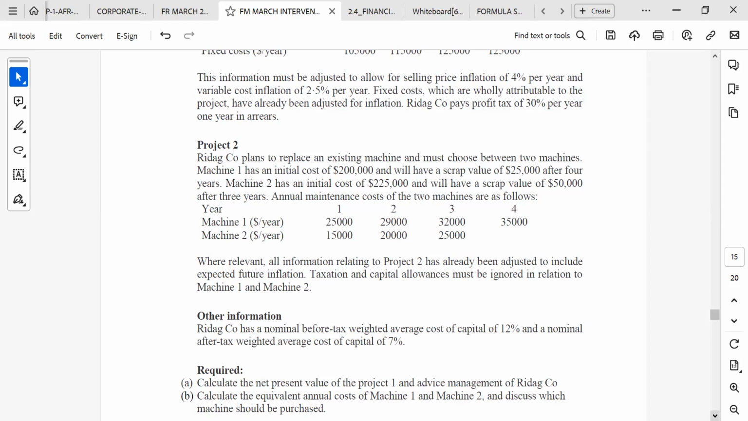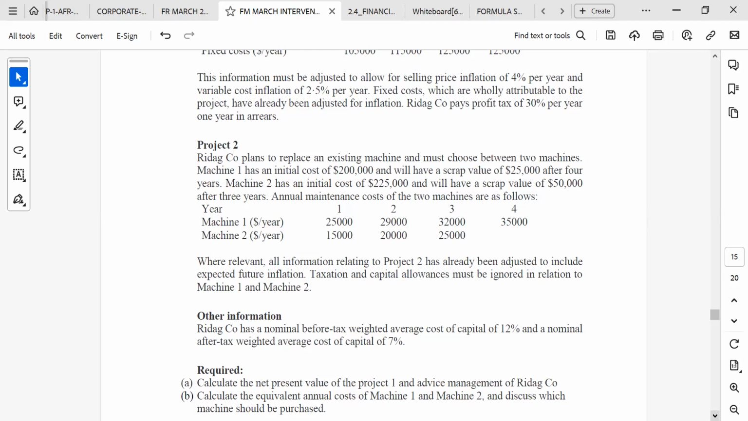And they say that the relevant cash flow has been adjusted to include future inflation and those things already, so we don't do anything. How do we calculate the equivalent annual cost of the machine and those ones?